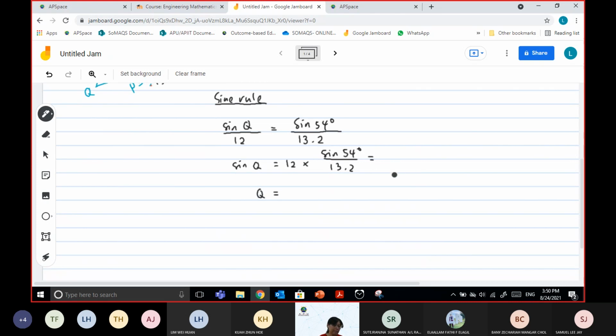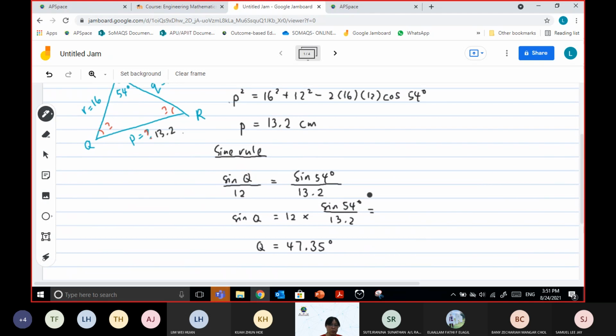I didn't show the complete workings. So what is the angle Q that you found? 47.35, correct? Once we get this 47.35, it will be easier to find another angle R. This time we don't need to use any rules. So angle R equals 180 degrees minus 54 minus 47.35.